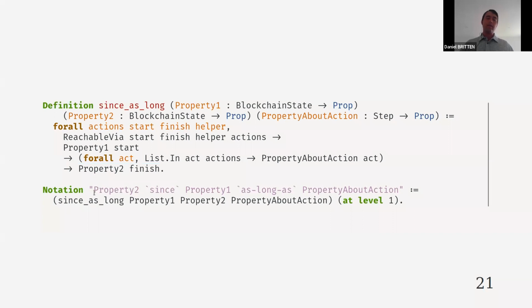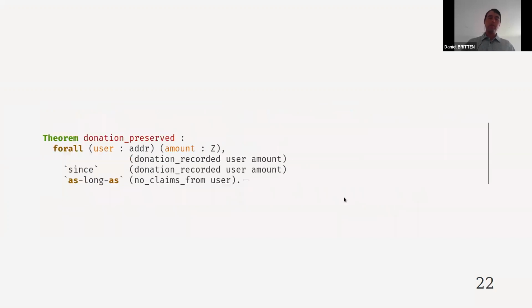And so we can write this as: we have property 2 since property 1 occurred, as long as the property about actions occurred all the way through. This is what it looks like in an example, which might make things clearer. Property 2 is that the donation is recorded about the user and the amount, since it was essentially first recorded about the user and the amount, as long as we have had no claims from the user. And so this is the full theorem that captures this preservation of the donation record.